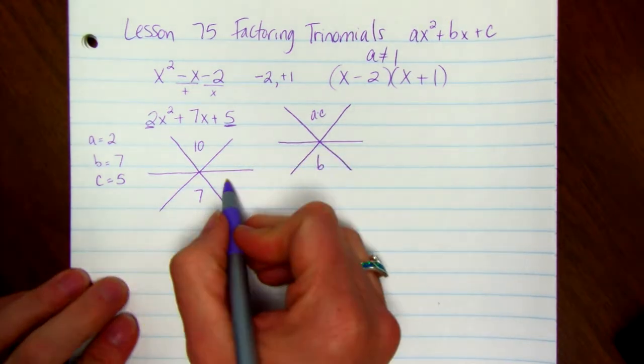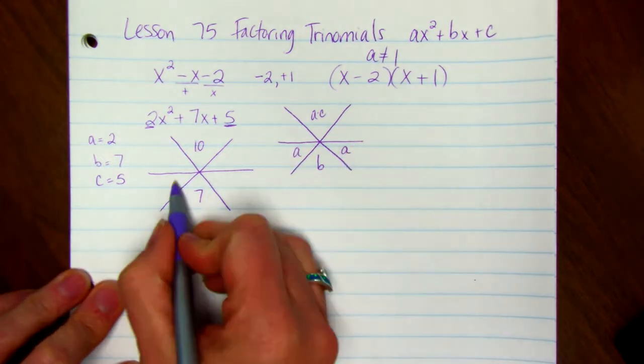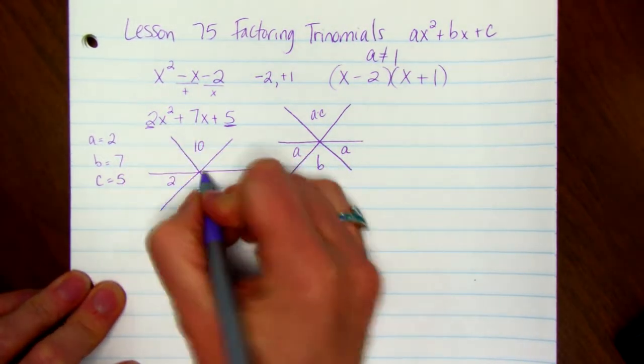Oh, down here we want to put a. Okay, so we're going to put our a right here. So we have 2, and our a here is 2.